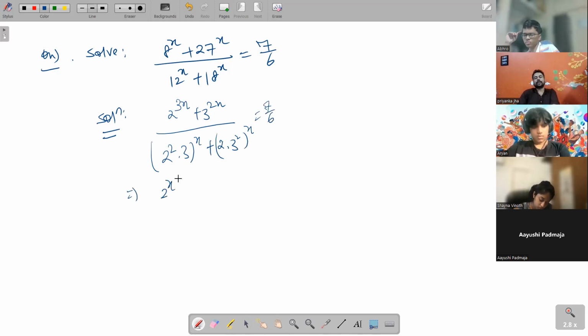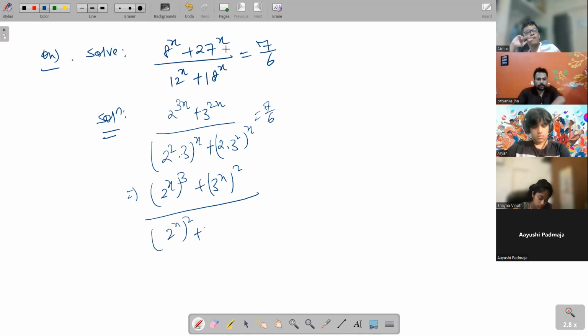Now you can see 2 raised to x, write this like this, plus 3 raised to x to the power 3. Here this x will distribute to both the terms: 2 raised to x whole square into 3 raised to x plus 2 raised to x into 3 raised to x whole square, equal to 7 by 6. Understood? Try to make a 2 by 3 or 3 by 2 form. How will you make that?